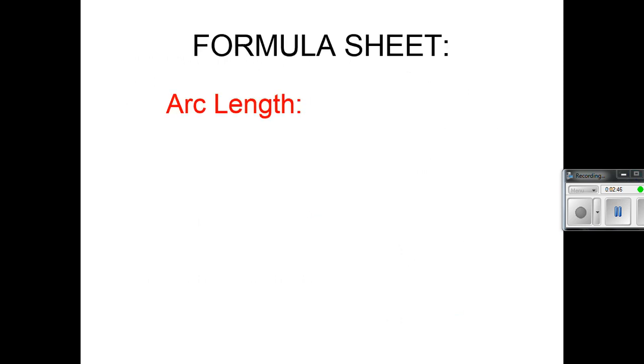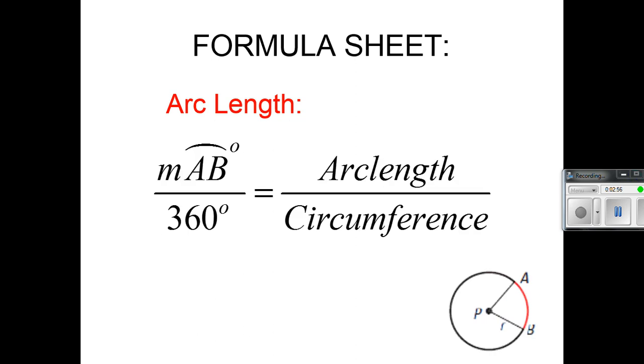Now you need your formula sheet. So underneath your arc length in your formula sheet, you are going to write the measure of arc AB. Remember, measure means degrees. So this is the degree part, divided by 360 degrees, because that's how much a total circle has. Okay, the total degrees of a circle is 360, and so a little piece of it.